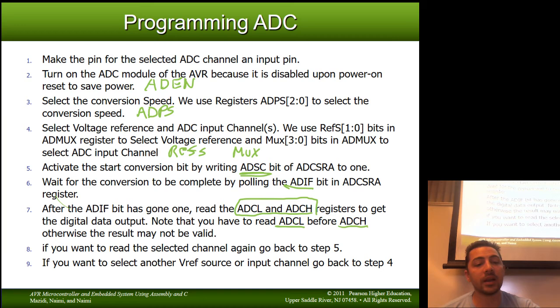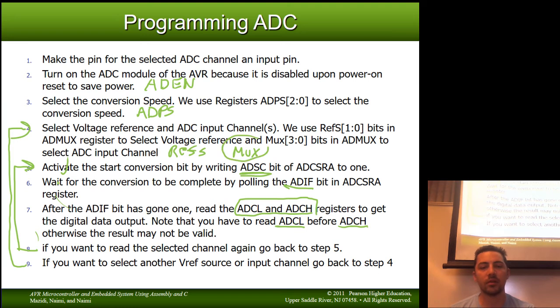And then if you want to keep reading, just set the start conversion bit high again. That's all you've got to do, over and over and over again. Unless you want to read from a different channel. So let's say you have maybe 3 potentiometers hooked up and you want to read from all 3. You read from the first one, then you've got to go back and change your MUX bits, and then hit the start conversion flag. Okay, so there's a couple of things to set up. But it is a multiplexed input, so you can read from many inputs. You just have to tell it which one you want to read from.